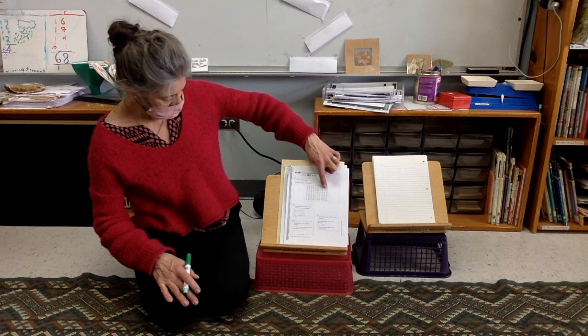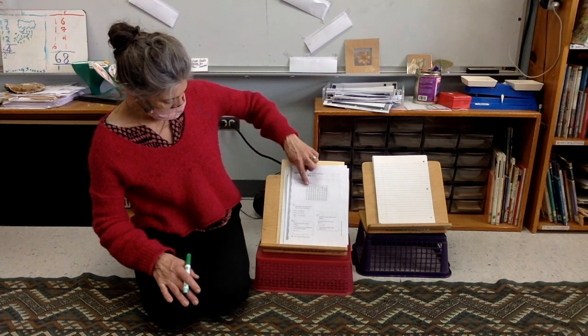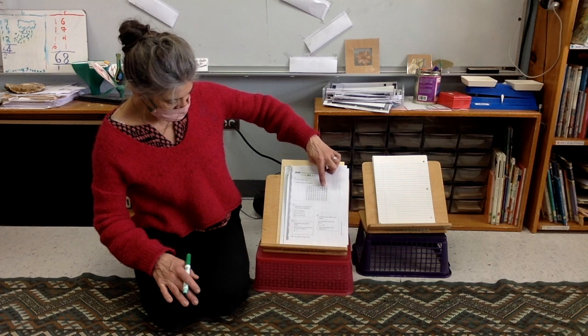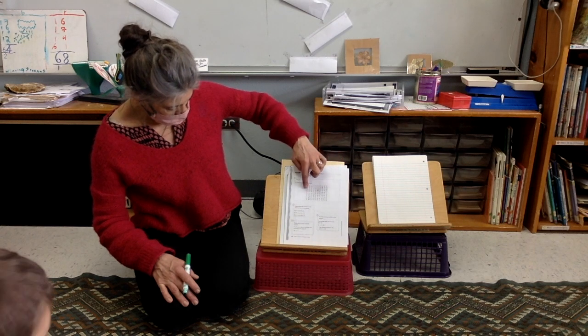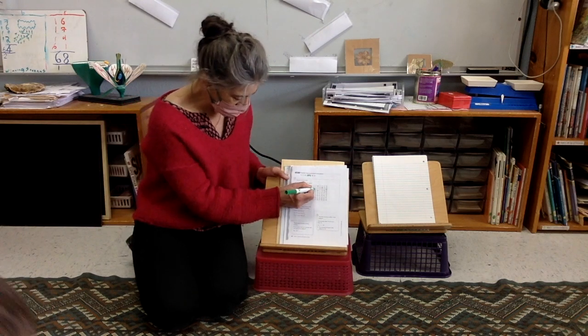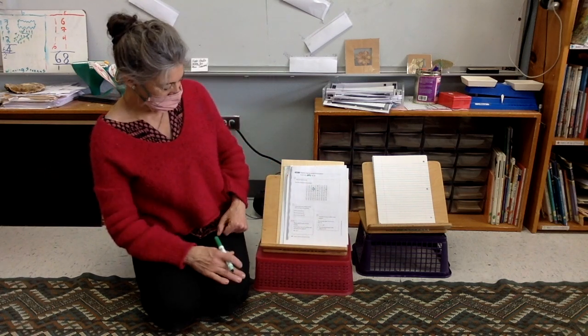On the chart, go to the 18 and count 6. 1, 2, 3, 4, 5, 6. Are you on the 24? Circle it. Okay.